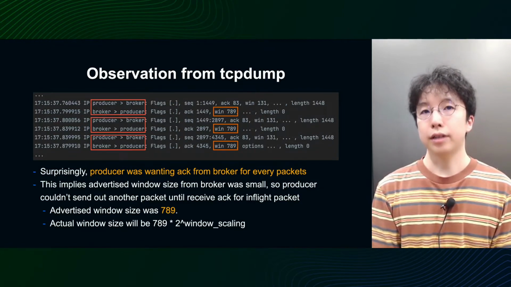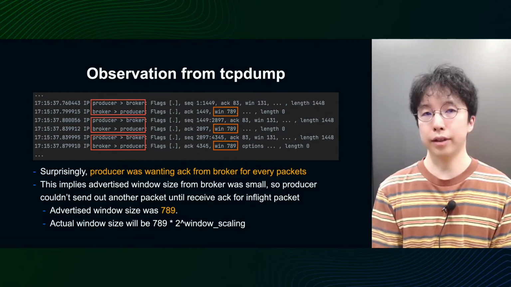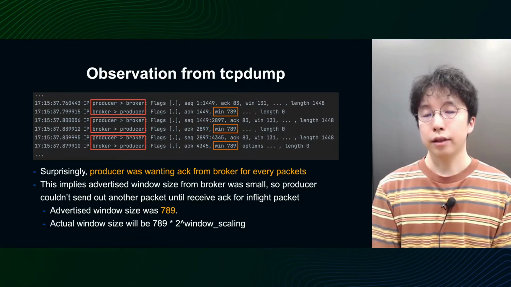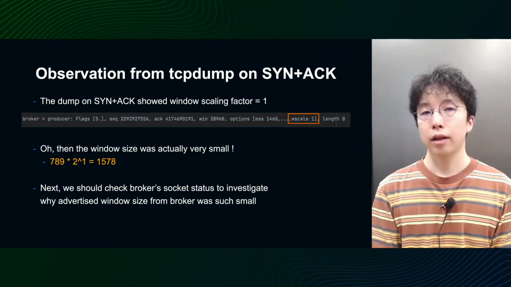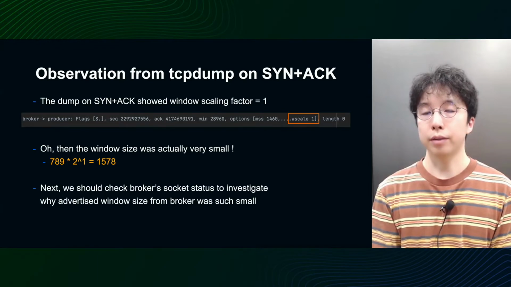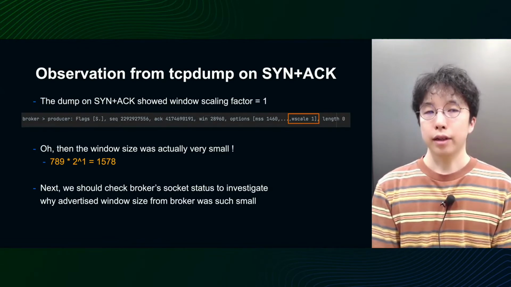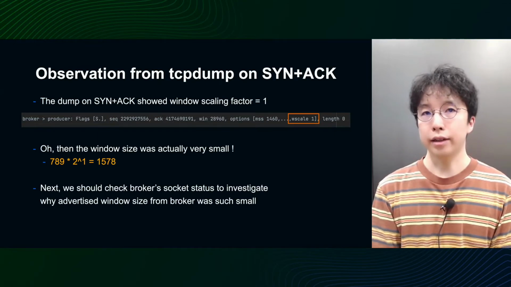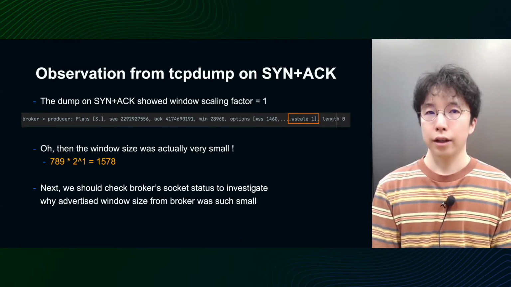This is probably because the broker's window size is too small for the producer to send out subsequent packets until it receives an ACK from the broker. The window size on the broker side is 789 as shown in the TCP dump. The actual window size is the result of multiplying this by 2 to the power of the window scaling factor. Checking the SYN+ACK packet with TCP dump, we found that the window scaling factor advertised by the broker is 1. This means that the window size was actually 789 times 2, or 1578, which was very small.